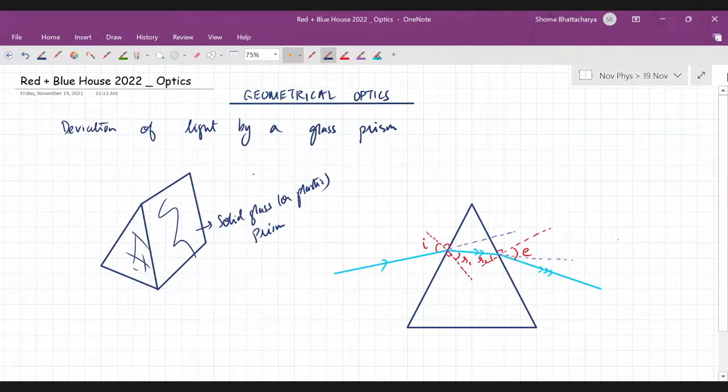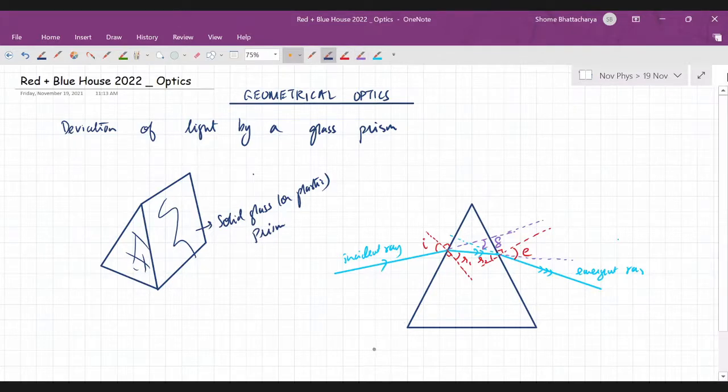So an incident ray and the emergent ray, if you compare them, then producing the emergent ray back is something like this. Producing the incident ray forward, that's this one. So this is the net deviation. This is the net angular deviation that the ray has undergone because of the prism.